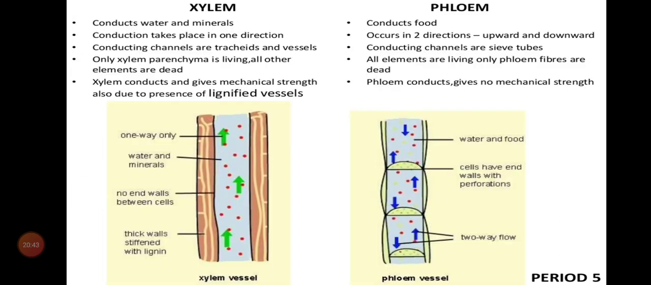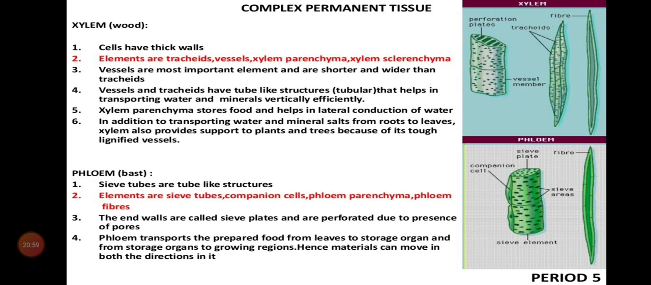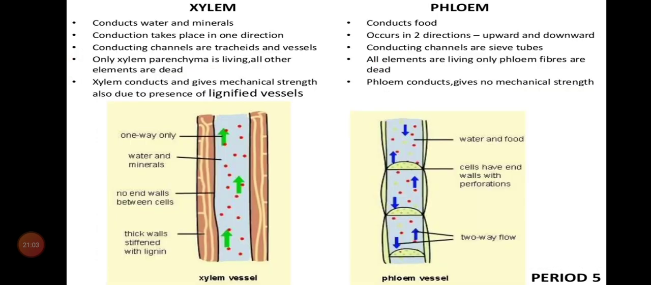Now I think you got an idea regarding the complex permanent tissues. What is meant by complex permanent tissue, where we can see it, what is the function, what are the two types, and under the two types what are the four types, but they have a common origin and a common function, and the structures and the differences. Please go through and write all important points in your notes, and we'll get back for a test in the afternoon session. Thank you, children.